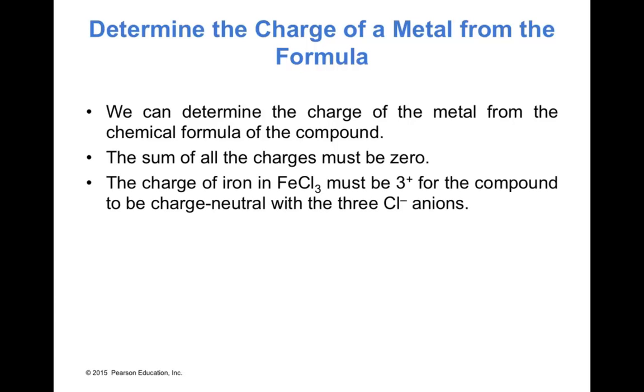So the charge of iron in FeCl3 must be plus 3, because chlorine is minus 1, and we have 3 of them. Because we have 3 Cl minus, we have here a minus 3 charge. So that's why the iron must be plus 3. In that way, this plus 3 iron can cancel the 3 charges of the chlorine, of the minus 1. And that way it will be neutral.